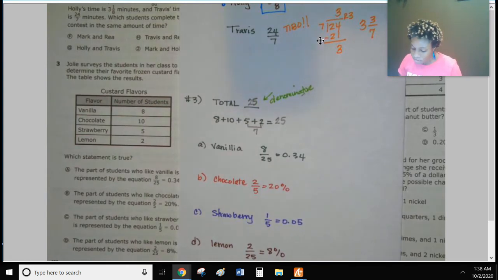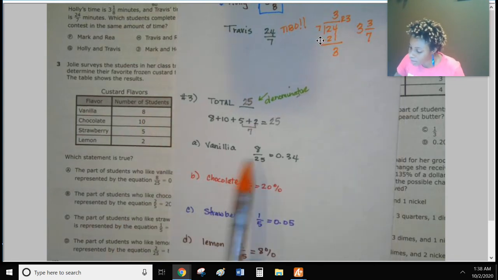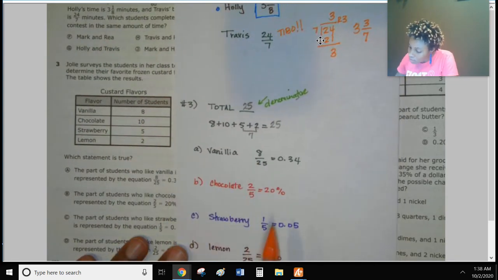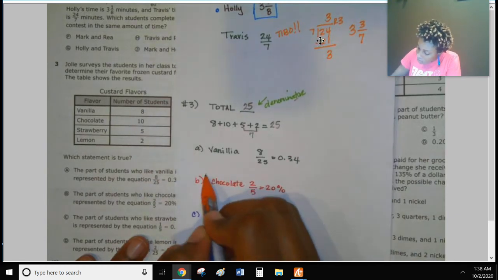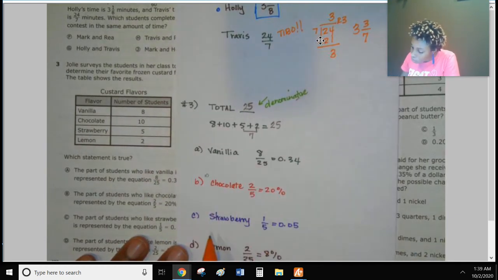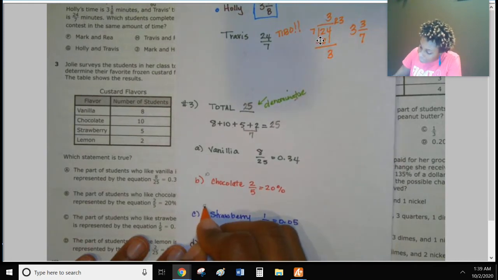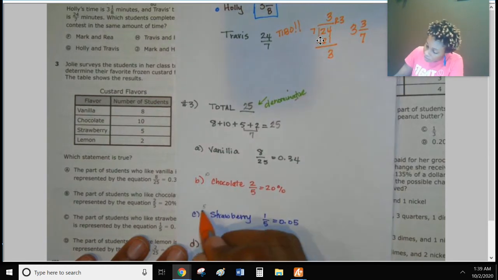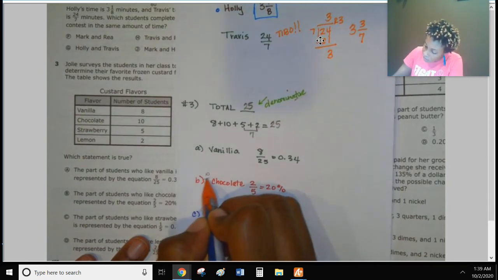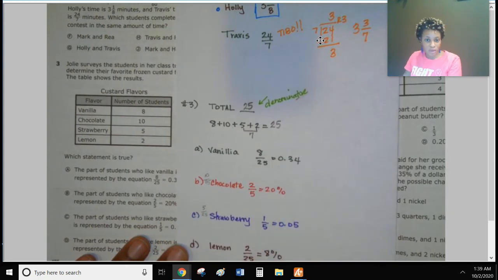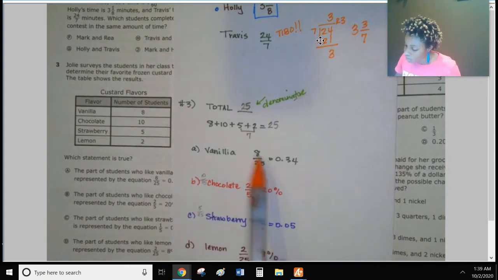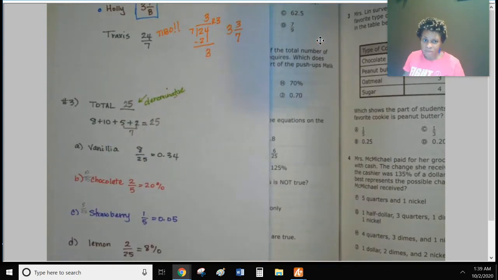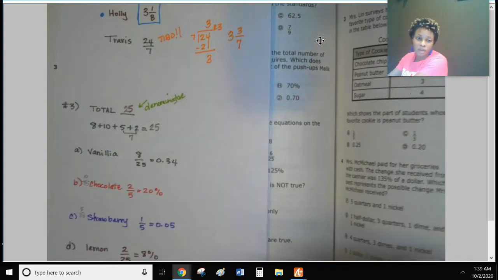So just to verify, let's see. Vanilla was 8, chocolate was 10. I'm just going to write a 10 right here. Strawberry was 5, and lemon was 2. So 2 out of 25. This will be 5 out of 25. This will be 10 out of 25. And we're just assuming that they simplify these fractions, right? So I just want to make sure this is 8 out of 25. All the numbers are right. Now I can go ahead and cover that up and zoom in so you guys can see.